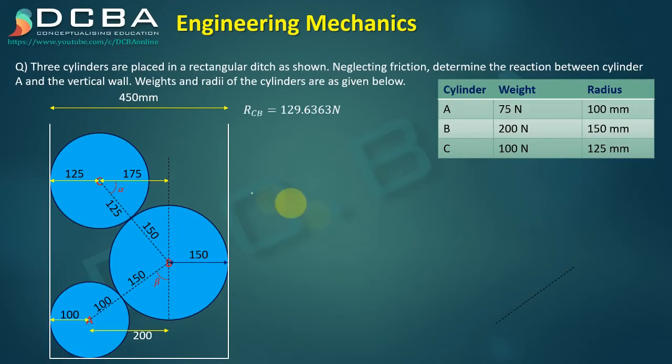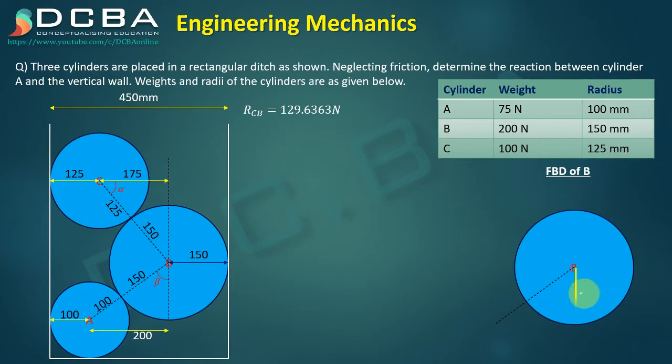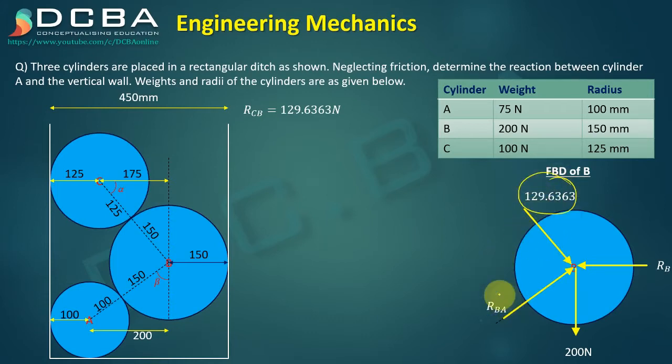Now we know RCB. When I draw the FBD of B, first is the weight of that cylinder, which is 200 newtons. Then we have RB, the horizontal reaction here. Then we have this RCB or RBC, what we can call it, which we already know, and RBA is the one which we have to find. RBA and RB, both we have to find. RBA, why do we need it? Because when we take the FBD of cylinder A, at that time we need RBA.